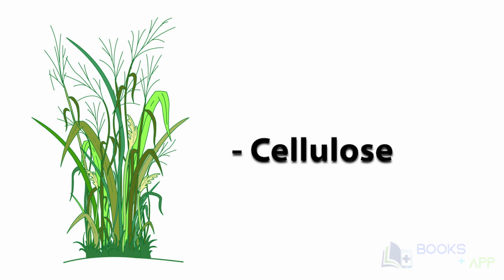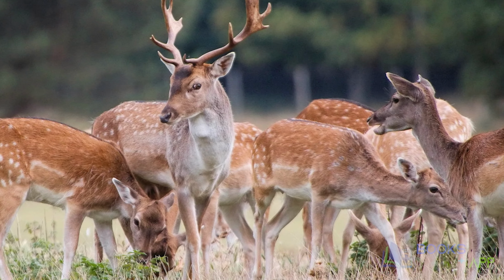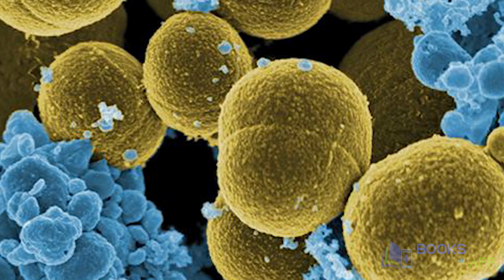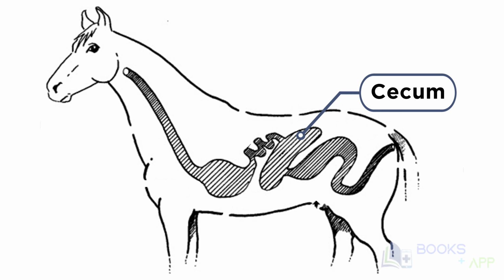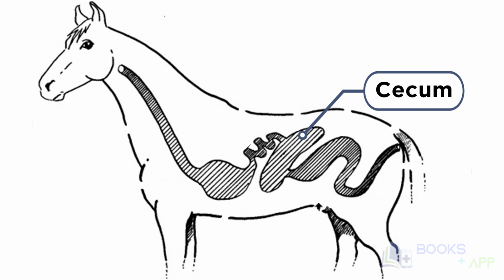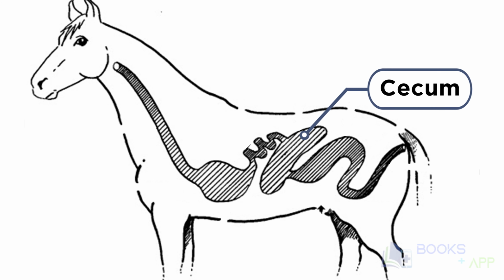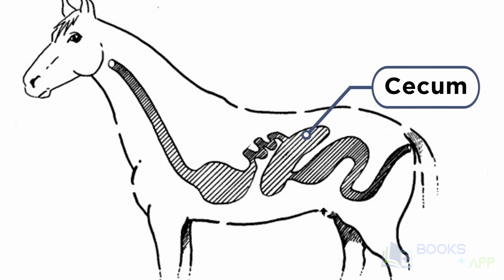The grass is rich in cellulose. It's a type of carbohydrate. In ruminants like cattle, deer, etc., bacteria present in the rumen help in the digestion of cellulose. Animals like the horse have a large sac-like structure called the cecum between the esophagus and the small intestine.